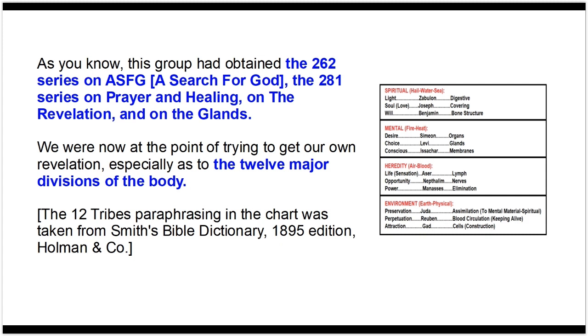As you know, this group had obtained the 262 series on A Search for God, the 281 series on Prayer and Healing, on the Revelation, and on the Glands. We were now at the point of trying to get our own revelation, especially as to the 12 major divisions of the body. The 12 tribes paraphrasing in the chart was taken from Smith's Bible Dictionary, 1895 edition, Holman and Company.